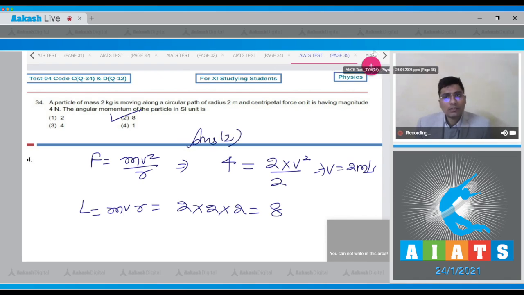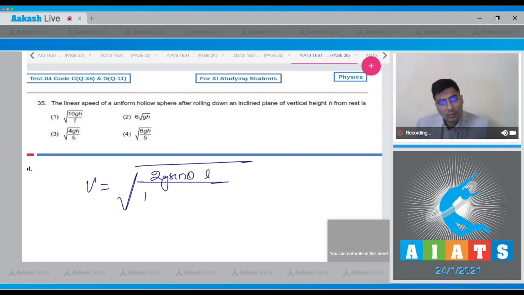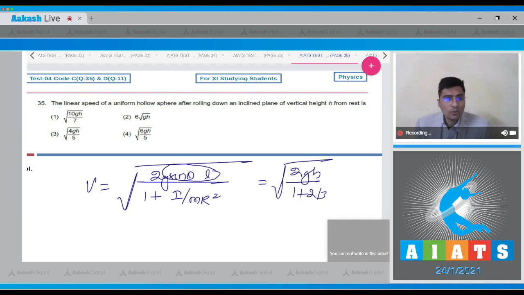Moving on to question 35. This one, question 35, the speed at the bottom of the inclined plane is given as the square root of 2g sine theta into L by 1 plus I by mr square. Here L sine theta can be replaced by h as it is the vertical height, so this will be 2gh by 1 plus 2 by 3 because it is a hollow sphere. So this will be the square root of 6 by 5 gh. And hence for this question the correct answer is option 4.